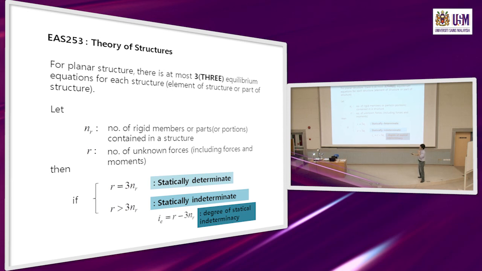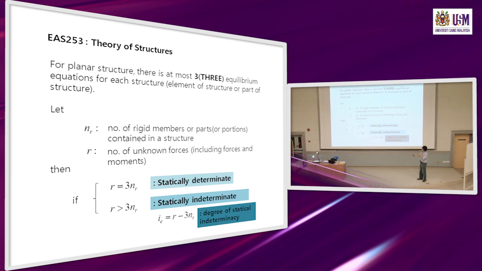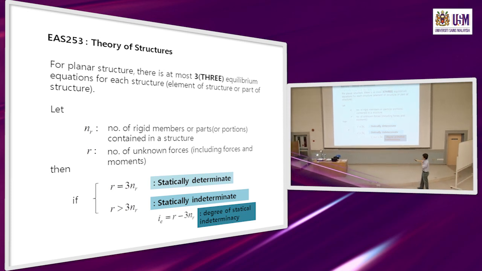So if this number of unknown forces is equal to the number of equilibrium equations, NR multiplied by 3. Why do we multiply by 3, not 2.5, not 2.9, not 4, not 5? Why 3? Because 3 is the number of equilibrium equations that we have for each part. So if you have 2 parts, then 3 times 2, you get a total of 6. That's why 3NR.